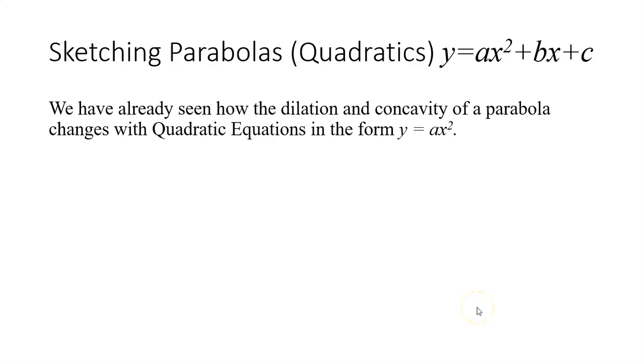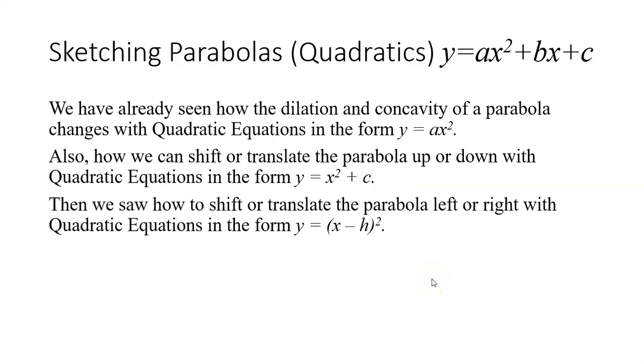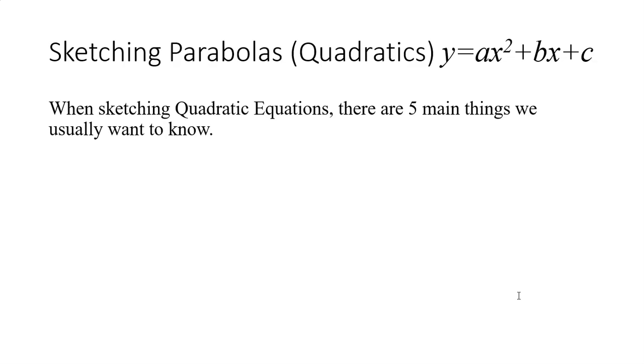So we've already seen how the dilation and the concavity of a parabola changes when we've got the equations just y equals ax squared. And we've also had a look at how we can shift the parabola up or down when we've got a quadratic in the form y equals x squared plus c. So this c value shifts it up and down. And we can also shift the parabola left or right when we've got it written in this form. So let's have a closer look.